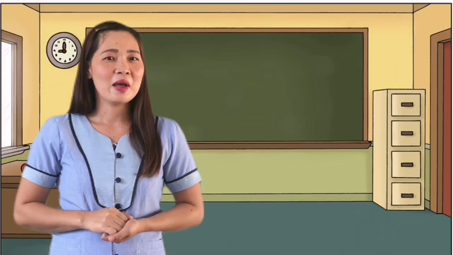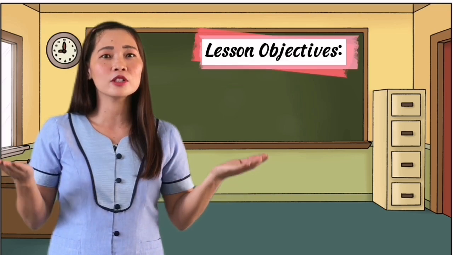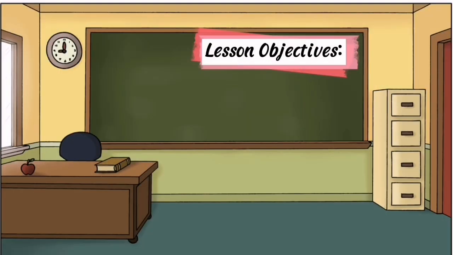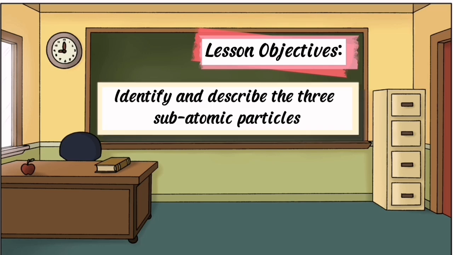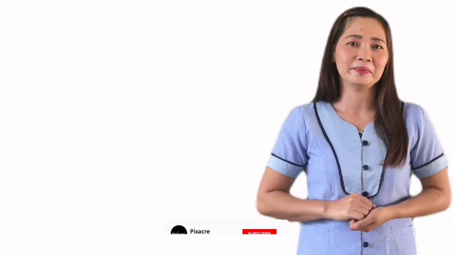Great! Before we proceed to our lesson, let me give you the objectives for you to ponder. At the end of this episode, you are expected to identify and describe the three subatomic particles and determine the number of protons, neutrons, and electrons in a particular atom.